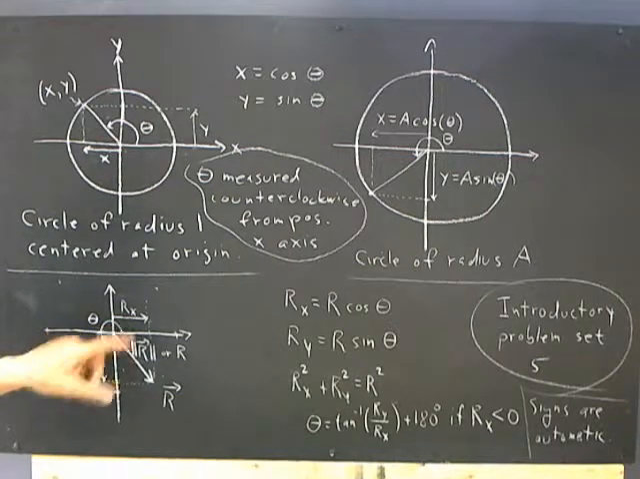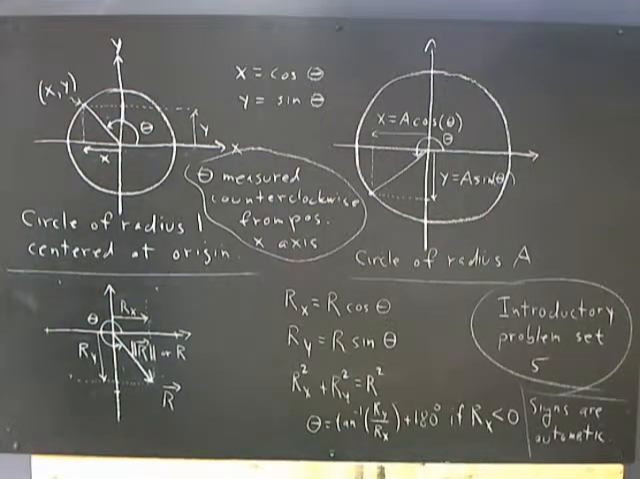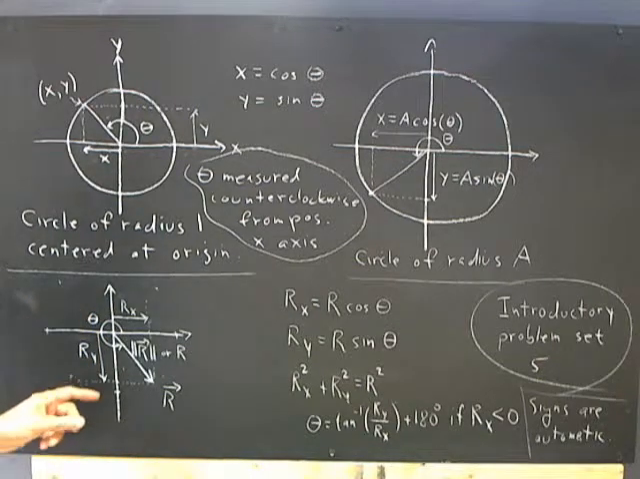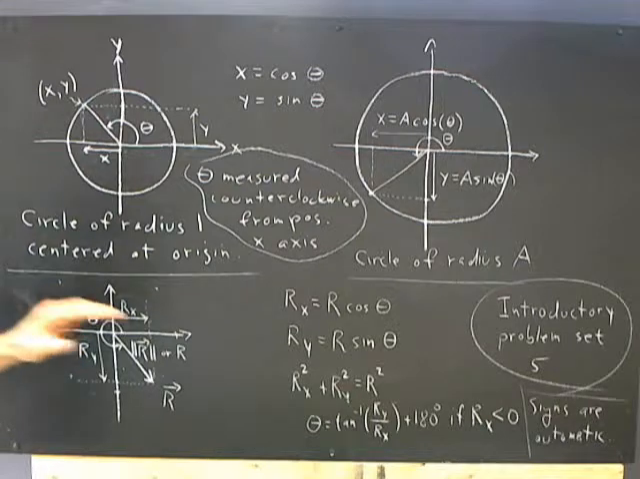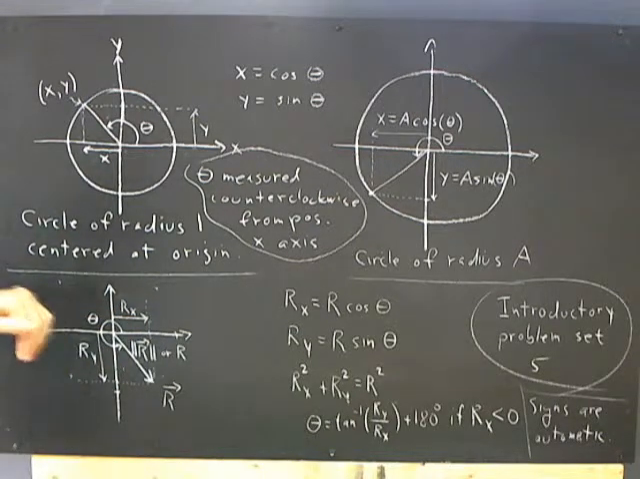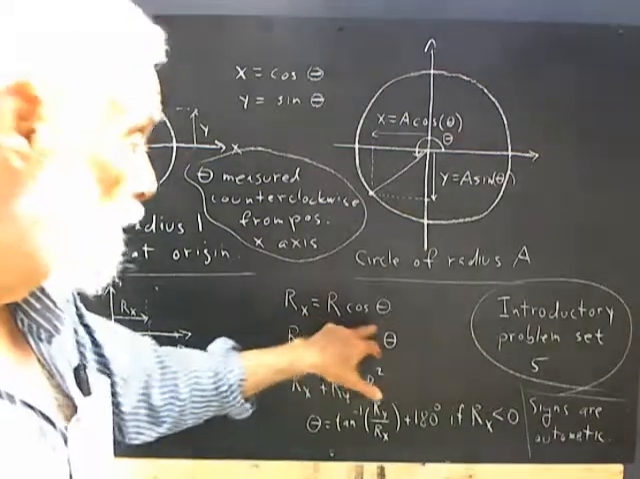So Rx is going to be the scalar component of the vector r. Ry is going to be the scalar component in the y direction of the vector r. Rx the scalar component in the x direction. Ry the scalar component in the y direction. So now we can write Rx equals r cosine theta.